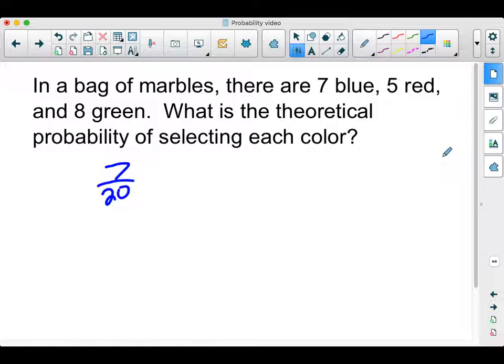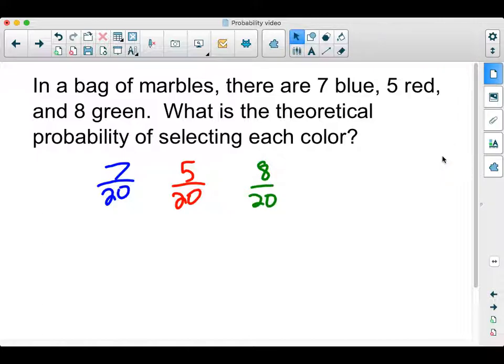So you have a 7 out of 20 chance of selecting a blue. If we were to talk about the probability of a red, there are 5 red, still only 20 in total. So your probability is 5 out of 20. And 8 green, so it's 8 out of 20. And I could convert these to decimals and percentages as well if need be. So that is the theoretical probability.